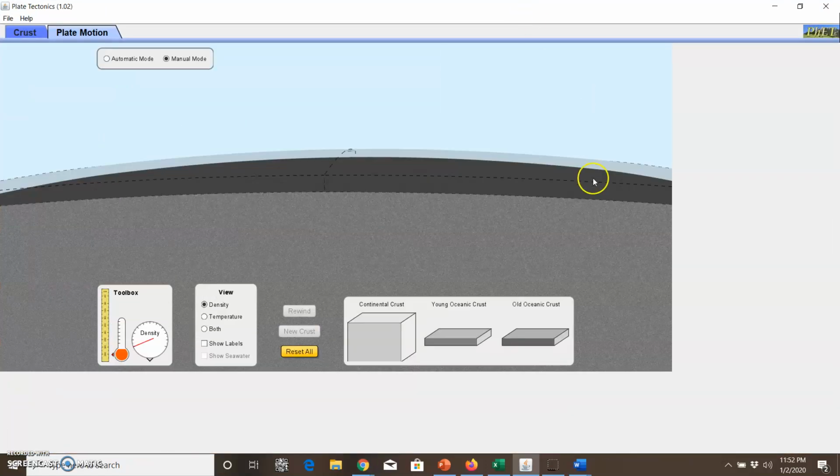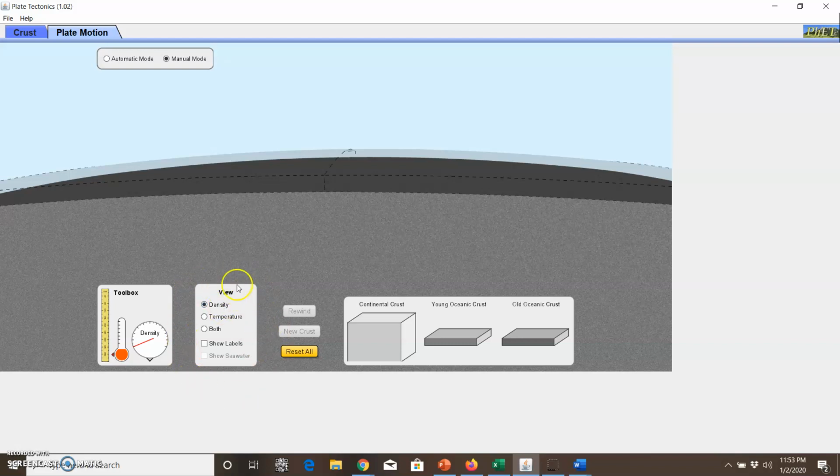Okay, so let's take a look at what the simulation has available to us. At the bottom here, we have a toolbox, which has a ruler, so we can use that to measure thickness. It has a temperature gauge. If we were looking at temperature, we can measure relative temperatures of things, but we won't need that. And then it also has a density gauge, which we can use to measure the density of the crust. And that's going to help us for the first two pre-lab questions.